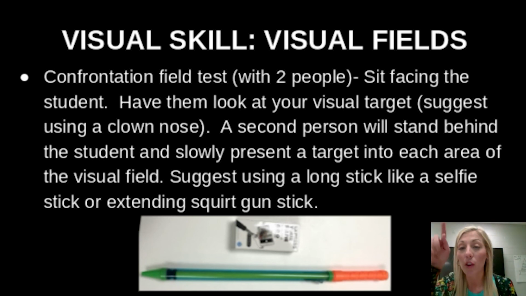This is where you sit facing the student, and you have them look at a visual target. So honestly, I'm going to be honest, a clown nose: if you put a clown nose on and tell them to look right there, or you put a sticker on your nose and tell the student to look right at that sticker. And then you have a second person who stands behind the student and slowly presents a target in each area of their visual field. So I use this squirt gun, those long squirt guns from Walmart or the dollar store that you see out during the summer, or you can use a long yardstick or something at the end of it. Sometimes I've used a selfie stick, and I just put something on the end of it, and you present it in each visual field, and then you note when they're seeing it. So are they all equal, or is it very delayed in the right field? You had to present it almost right up to their face till they saw it. So this though does require 2 people for testing.